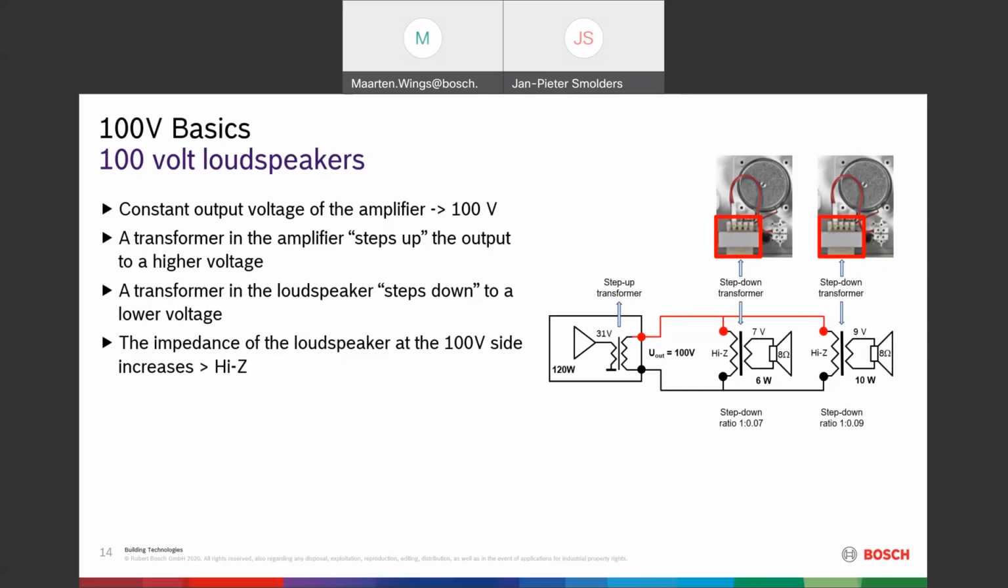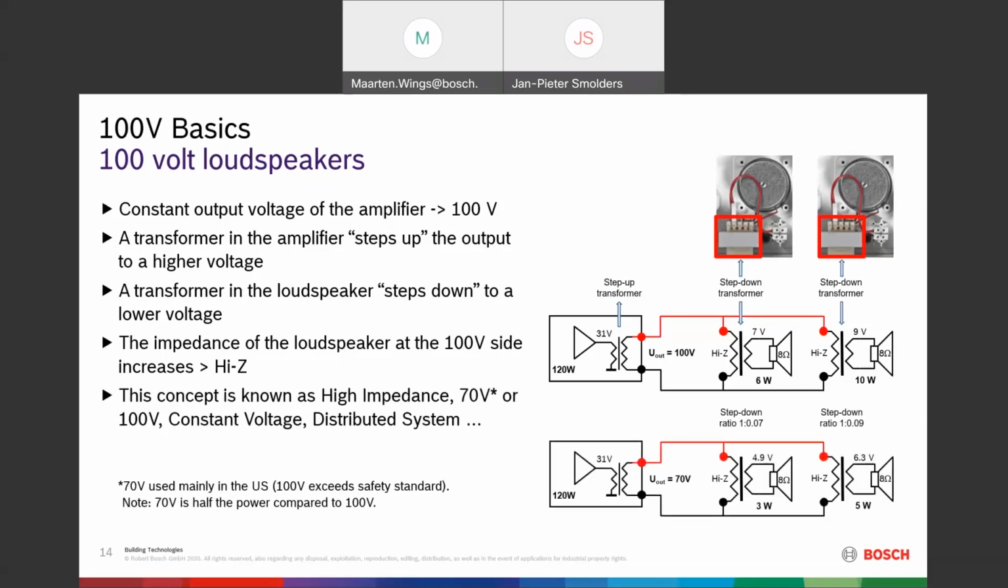If you look also at the 100 volt side of these transformers, those impedances are higher compared to the impedance of the actual driver itself on the secondary side, on the side where the loudspeaker itself is connected. Now that's why we call this also high impedance, high Z. Instead of low Z, we call this high impedance. It's also known as 70 volt or 100 volt systems, constant voltage or distributed systems. It's all the same thing. If you hear those terminologies, it's talking about the same things.